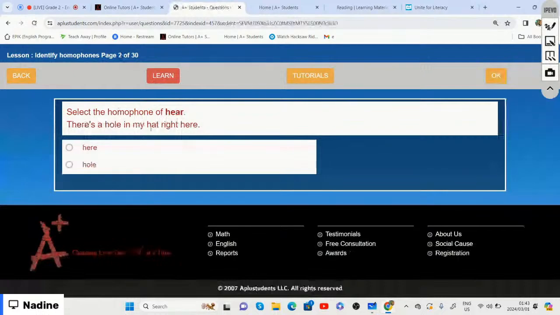We need to select the homophone of hear. It's like you're hearing with your ears, right? I can hear you. I hear what you're saying. I hear the music. There's a hole in my head right here. So is the word here, or hole, which is the homophone of that word hear? And if we were to find the homophone of the word hear, then it would be the first option.